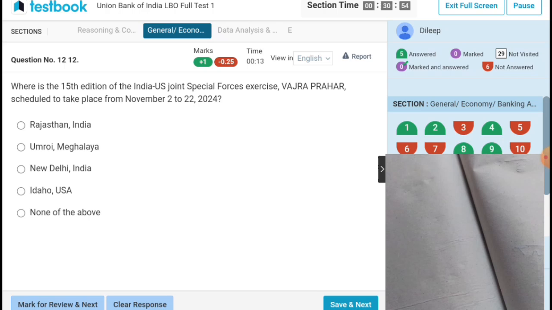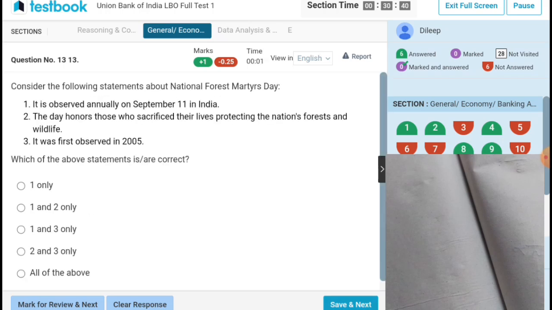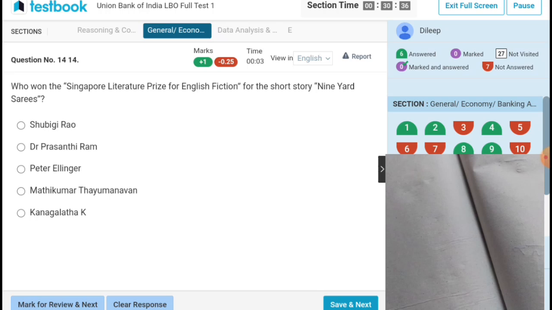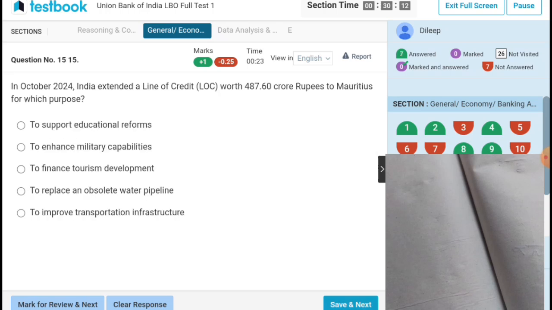Where is the 15th edition of India-US Joint Special Force Exercise Vajra Prahar scheduled to take place? I think the USA. National Forest. Prashanti Ram, I think, who won the Singapore Literature Prize for English Fiction for the short story 9 Yard Saris. I think Prashanti Ram, or most times I read it as Prashanti Ram.